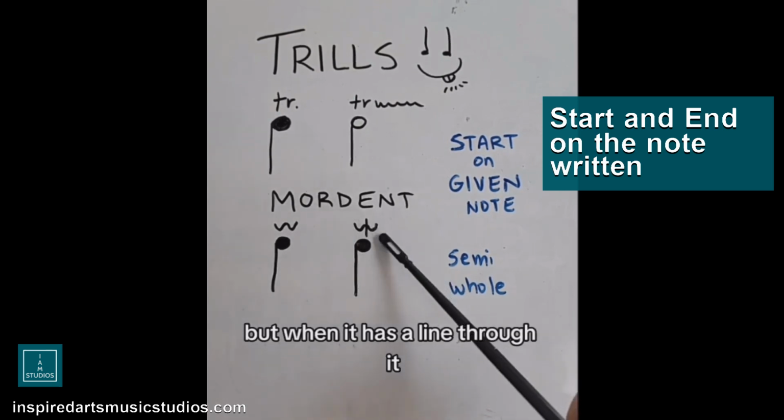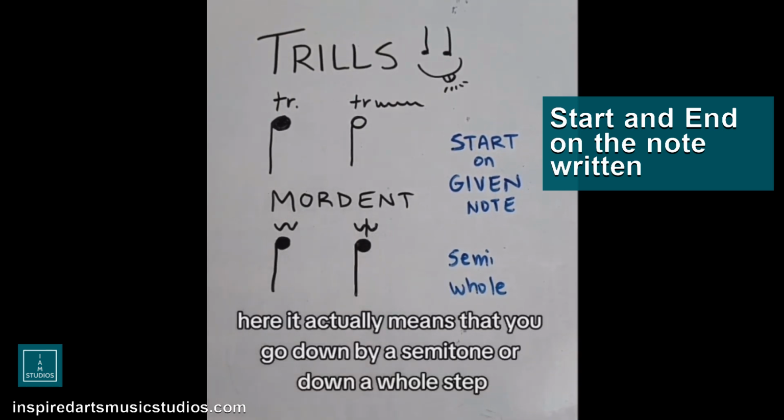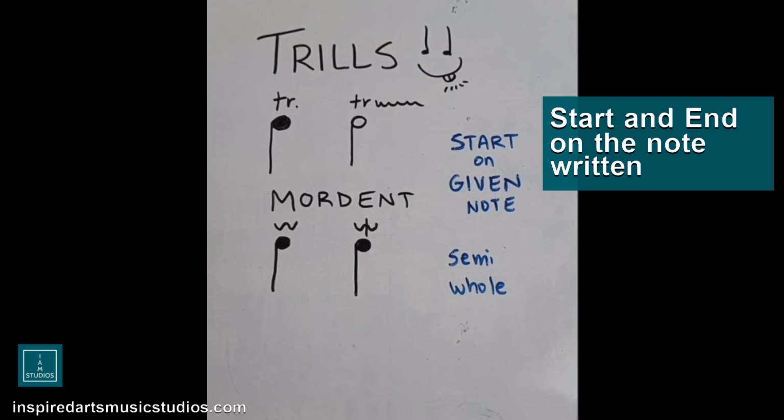But when it has a line through it here, it actually means that you go down by a semitone or down a whole step. And it's a flicker where a trill can carry on forever, can carry on for many beats. A mordant is just per note.